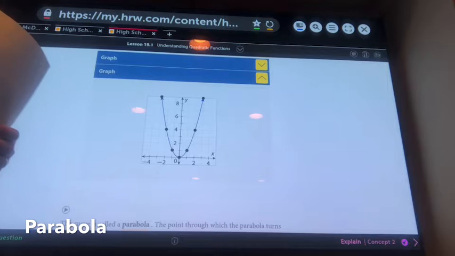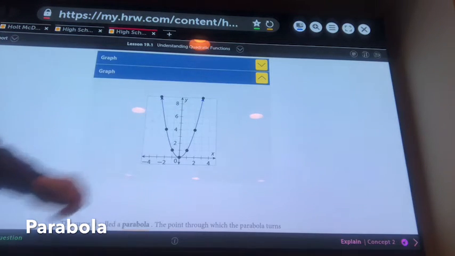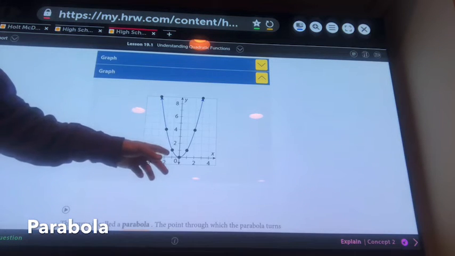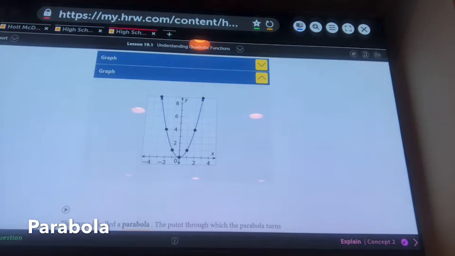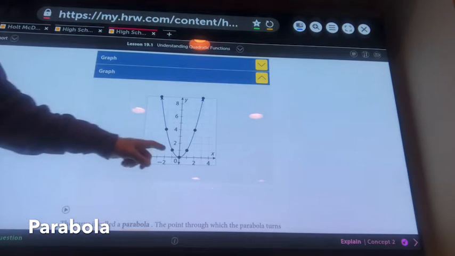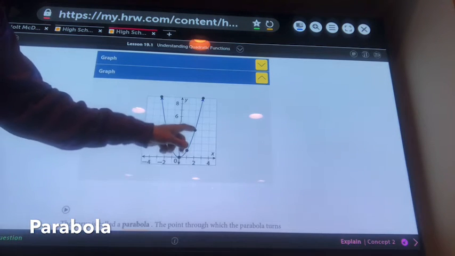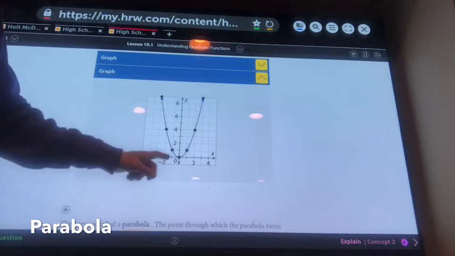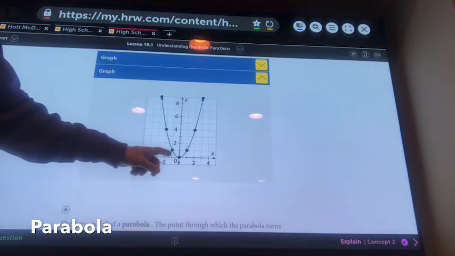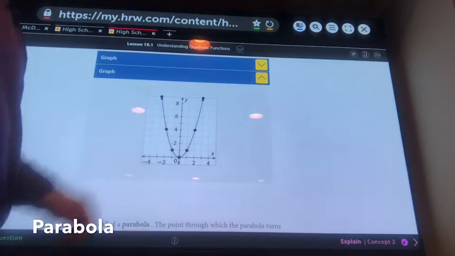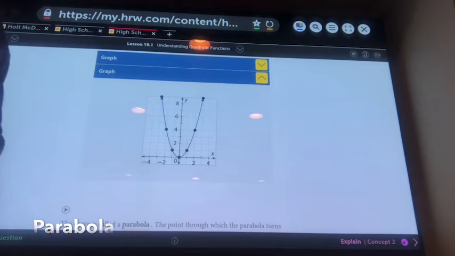Now, when I graphed the parent function, the way we ended up with this graph was we picked values that were near 0. We picked 0, we picked 1, we picked 2, we picked 3, and then on the other side, we picked -1, -2, and -3. So when we put those in place of the x, 0 squared is 0, 1 squared is 1, 2 squared is 4, 3 squared is 9, and then on this side of the y-axis, -1 squared is 1, -2 squared is 4, and -3 squared is 9. So the resulting graph of this quadratic function is called a parabola.